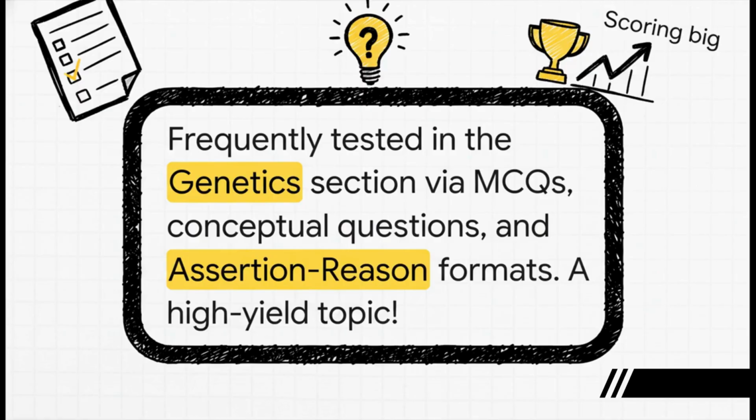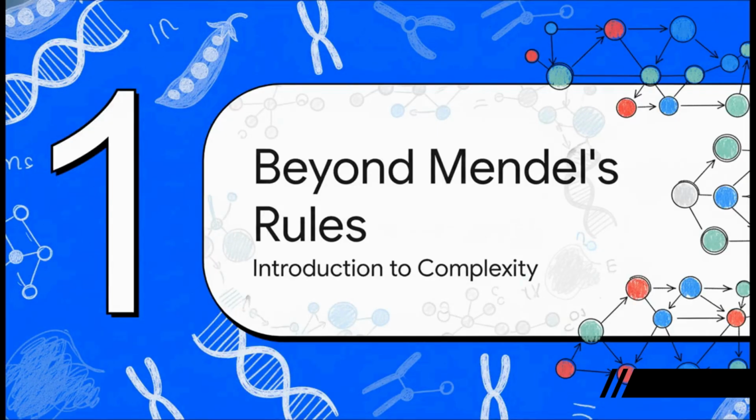So, why should you really care about this? Simple. Mastering this concept is your ticket to scoring big in the CUET genetics section. I'm serious. The examiners love to test the difference between these two ideas. They'll throw tricky MCQs at you, they'll hit you with assertion reason questions, and you know what? This is one of those areas where a lot of students lose marks just because they get confused. But that's not going to be you. Not after this.